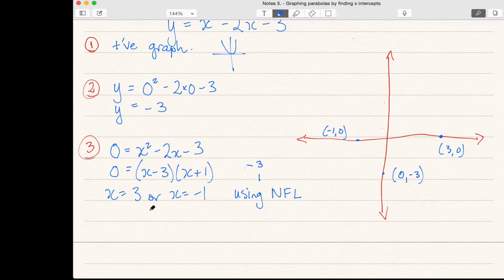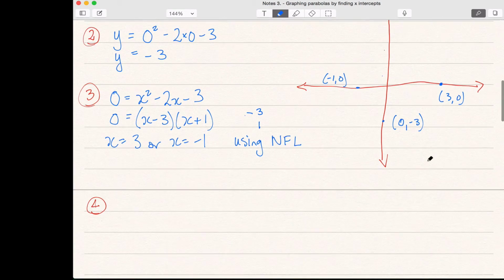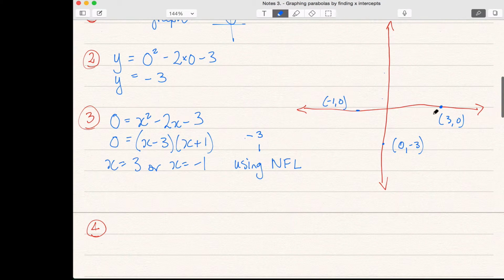Okay, step 4 is going to go on to the next page, but don't worry, I'll come back to finish off the graph. Step 4 is to find the x value of the turning point, which is halfway between the two x values here. So halfway between negative 1 and 3 is positive 1.